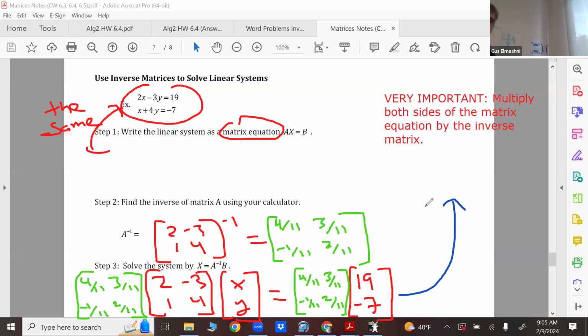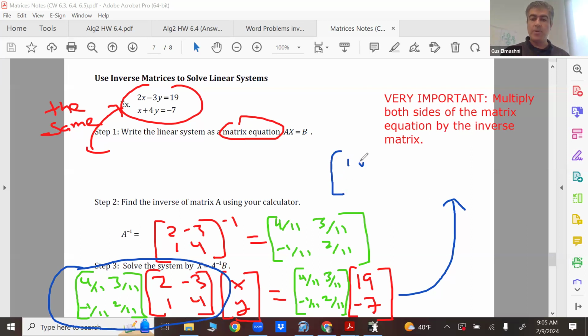What's going to happen with these two things here? When I multiply those two together, the inverse by its original, what's it going to be? 1, 0, 0, 1. Exactly. Thank you, Grace.